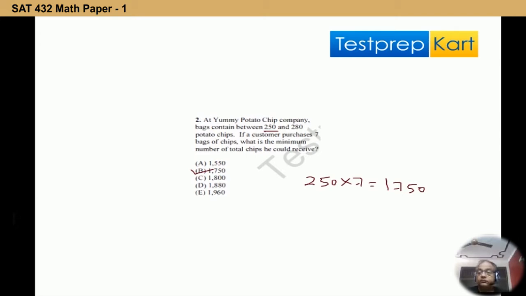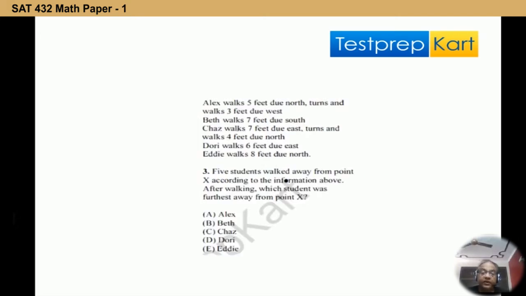Now, the next question is that Alex walks 5 feet due north, and there are actually 5 persons: Alex, Beth, Chaz, Dory and Eddie. Now as far as Alex is concerned, he is walking 5 feet due north. So let's draw the figure. So he is walking 5 feet due north, 5 feet this side, and turns and walks 3 feet due west. So 3 this side, right? 3 this side.